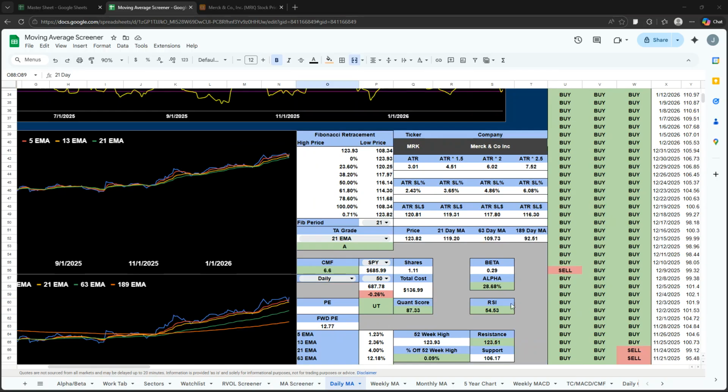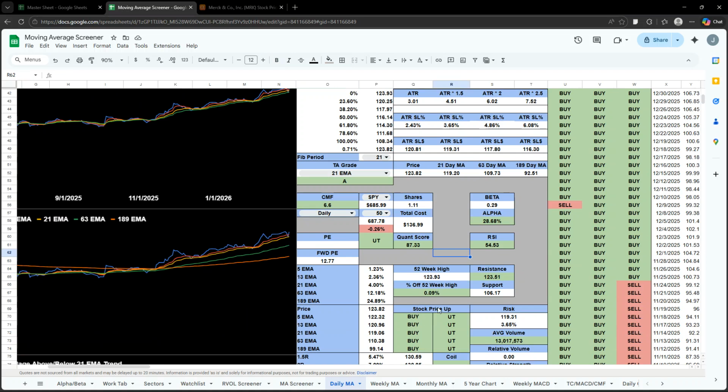Okay, the very last one I'm going to do is Merck and Company here, ticker MRK. We get a technical analysis score at A, while we're sitting just above the 50 line. We know the 50 line is considered support, at least that's how I consider it. Our technicals are all in perfect order here. We're 0.09% off the 52-week high. We've broken resistance already. Our resistance is 123.51.